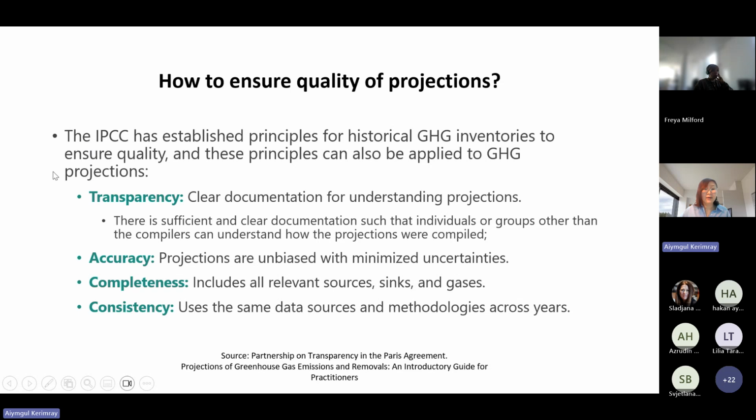Including in the BTR, there is a requirement to report on the main assumptions and model used for the projections. And ensuring that projections are unbiased with minimized uncertainties, that projections include all sources, sinks, and gases, so that categories in the projections follow the same structure as the inventory categories, and consistency, so that projections use the same data sources and methodologies across years.